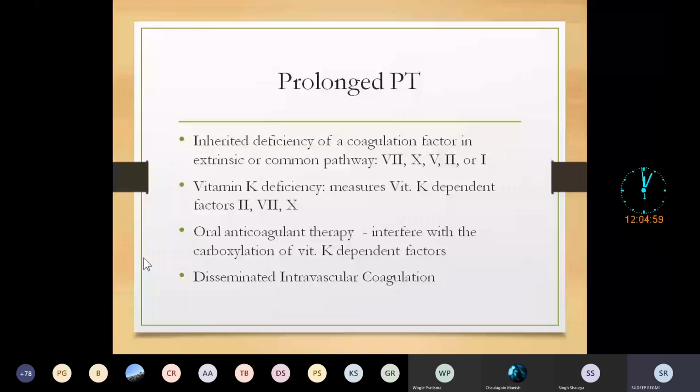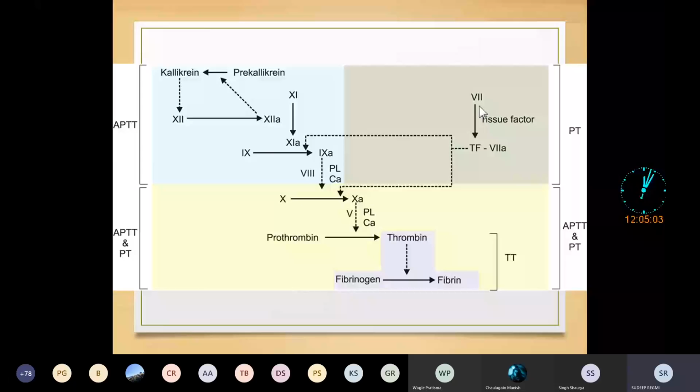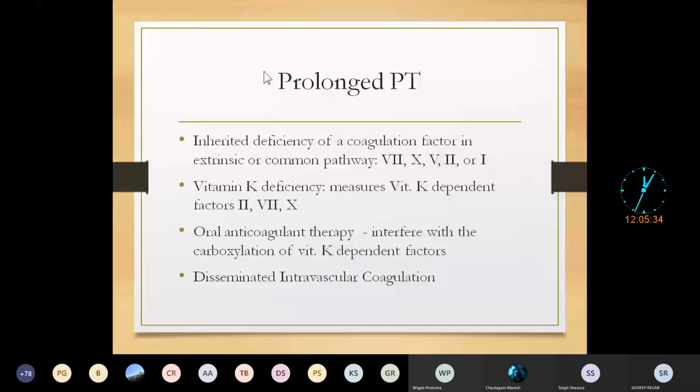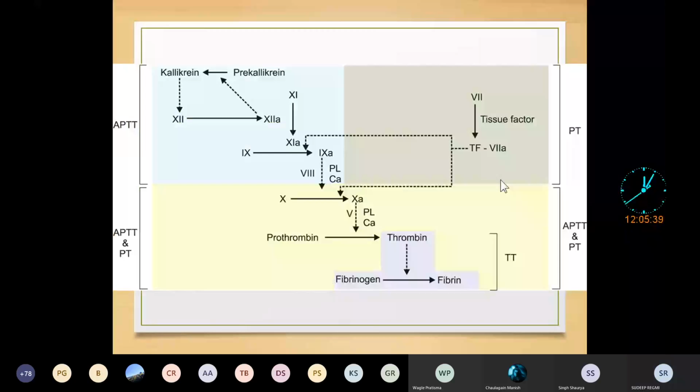See this. This is the extrinsic pathway, and this is the common pathway. So PT looks after the extrinsic pathway and the common pathway both. So it looks after factor 7, tissue factor, factor 10, factor 5, prothrombin, fibrinogen, and factor 13. Okay. So whenever there is a prolonged PT, it should either be due to deficiency of factor 7 or tissue factor, or one of these factors in the common pathway.